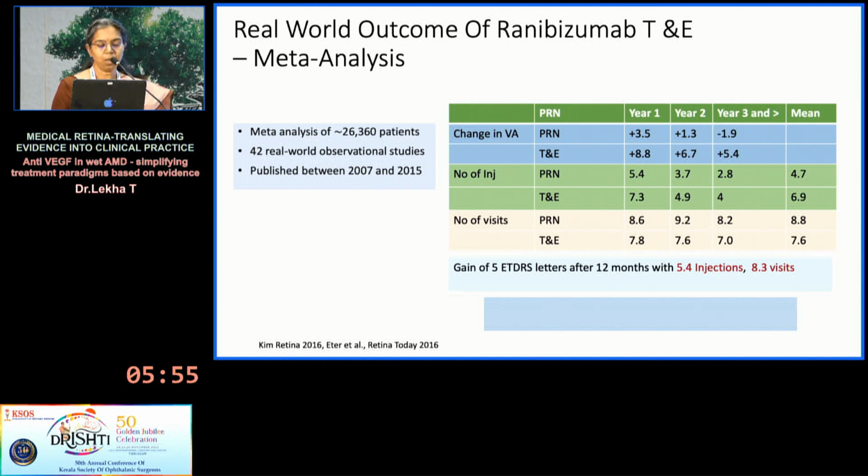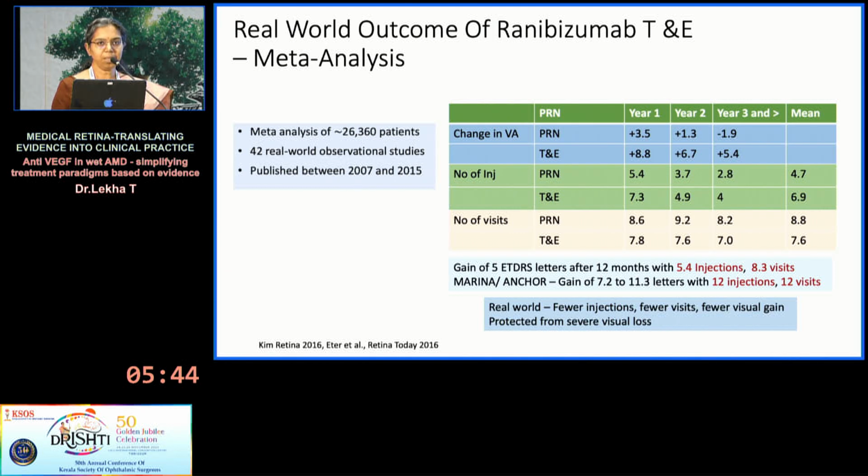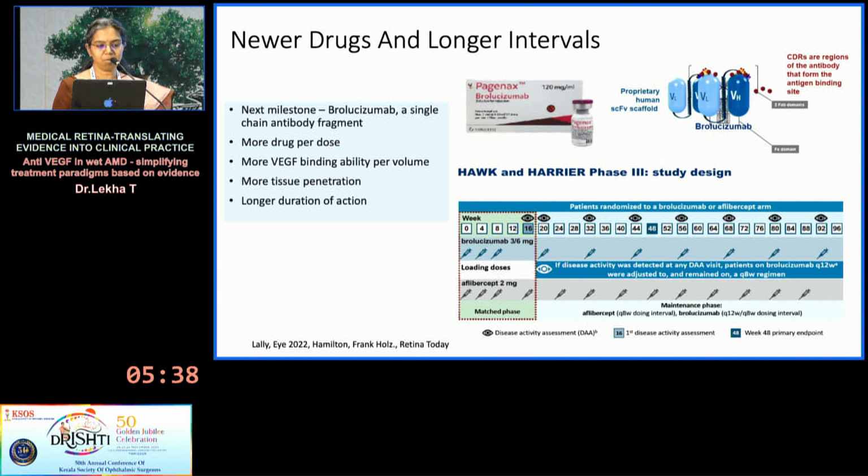And we can see that over the 12 months with 5.4 injections and 8.3 visits, we had a gain of 5 letters compared to the 12 injections and the 12 visits that were required in the MARINA and ANCHOR trials. So what's happening in the real world is fewer injections, fewer visits, but a little less visual gain. But still, these patients are protected from severe visual loss.